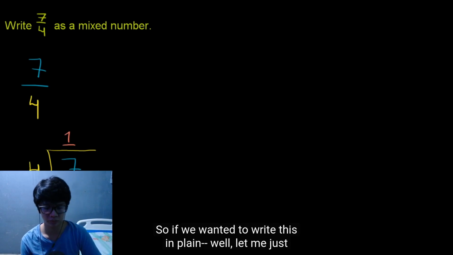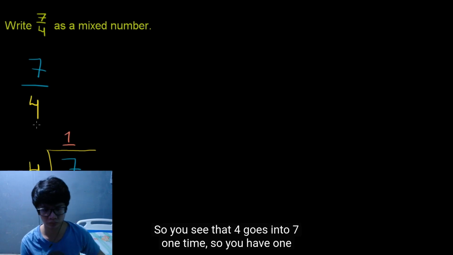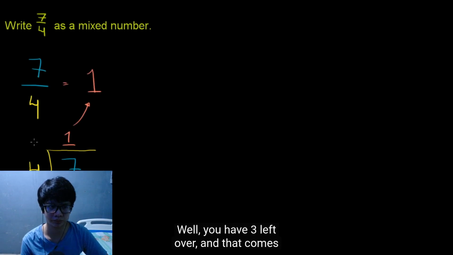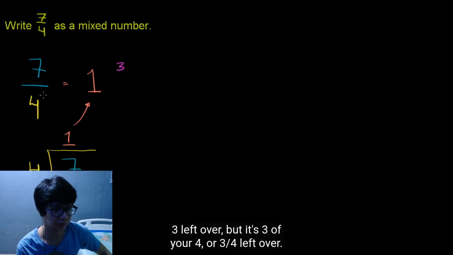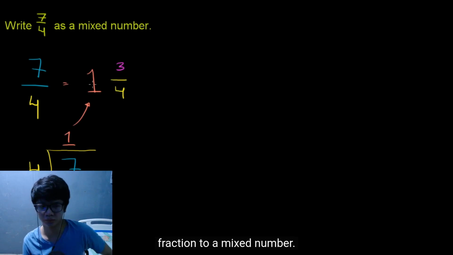Let me just do the problem, and then we'll think about what it means in a second. You see that 4 goes into 7 one time, so you have one whole here. And then how much do you have left over? You have 3 left over, and that comes from the remainder when you divide 4 into 7. It's 3 of your 4, or 3 fourths left over. That's the way we converted it from an improper fraction to a mixed number.